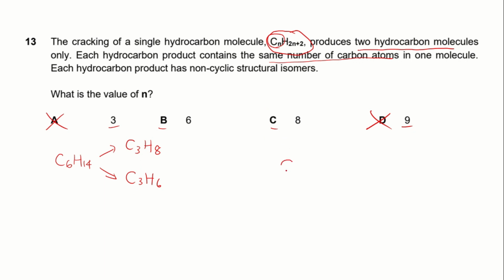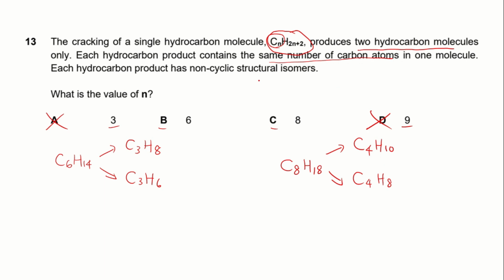We start with C8H18. One alkane, one alkene, same number of carbon atoms. So the alkane will be C4H10. The alkene is C4H8. So let's look at the last sentence of this question.